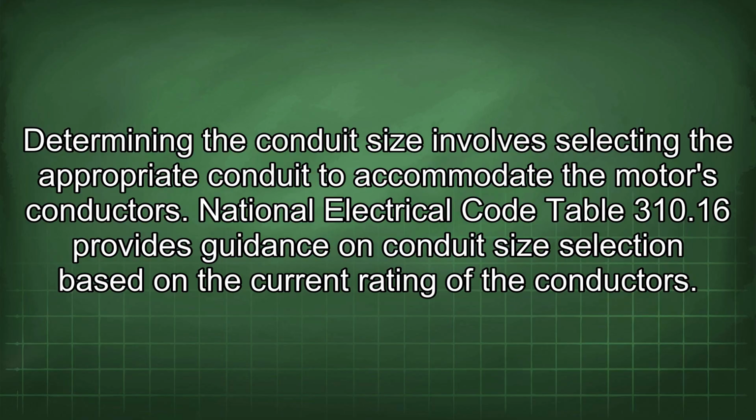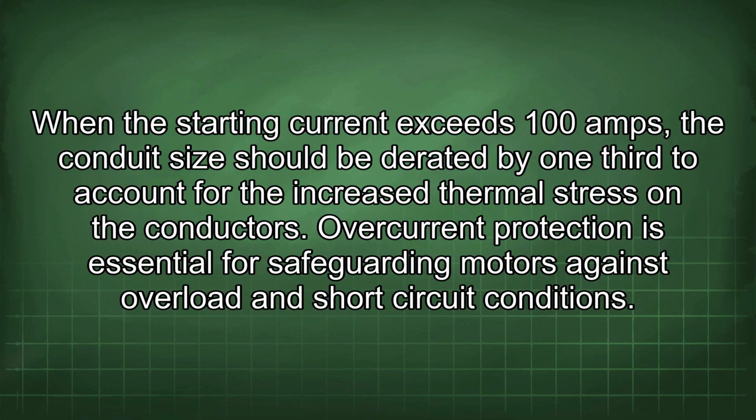National Electrical Code Table 310.16 provides guidance on conduit size selection based on the current rating of the conductors. When the starting current exceeds 100 amps, the conduit size should be derated by 1/3 to account for the increased thermal stress on the conductors.